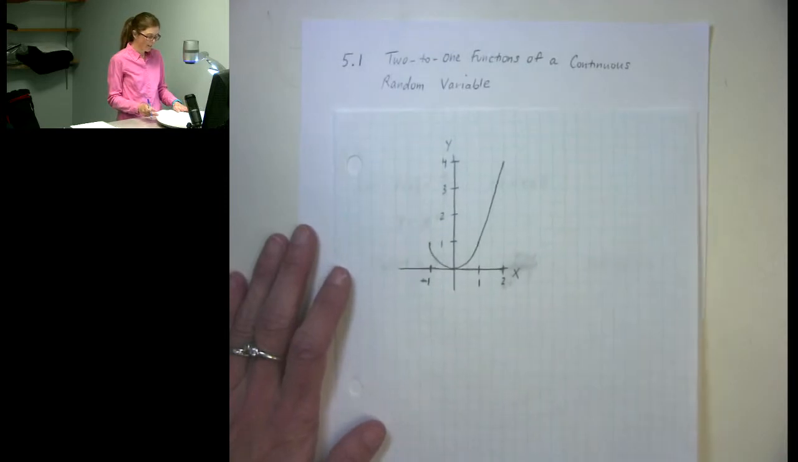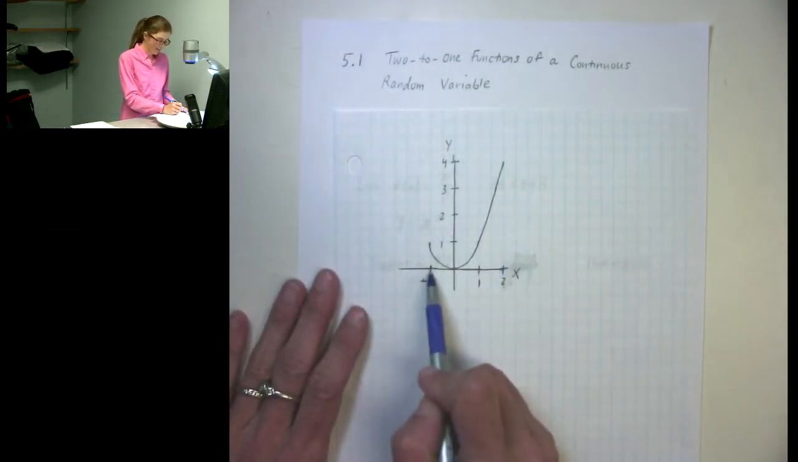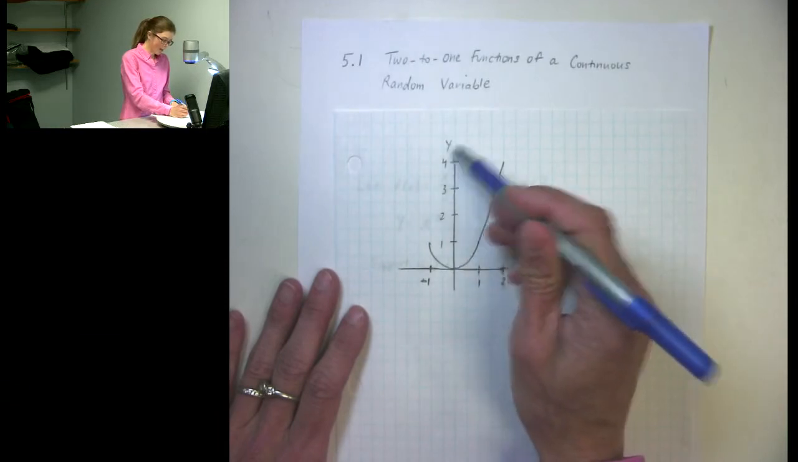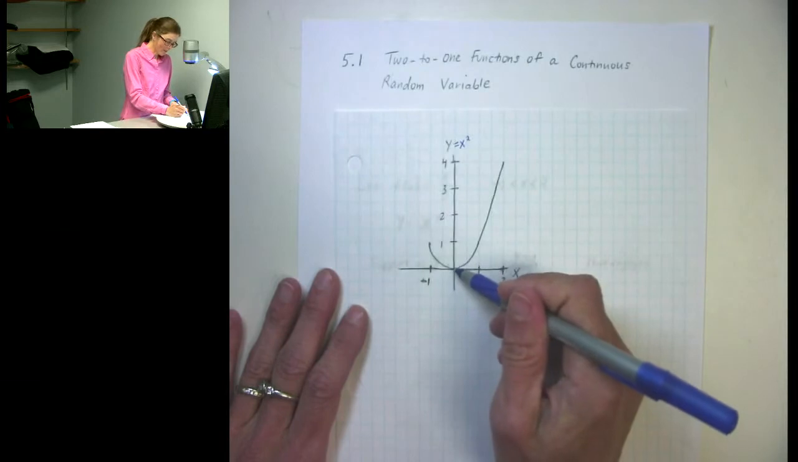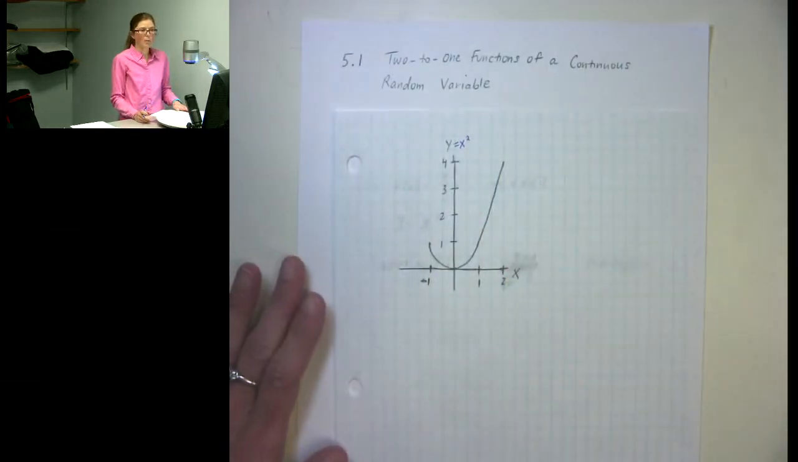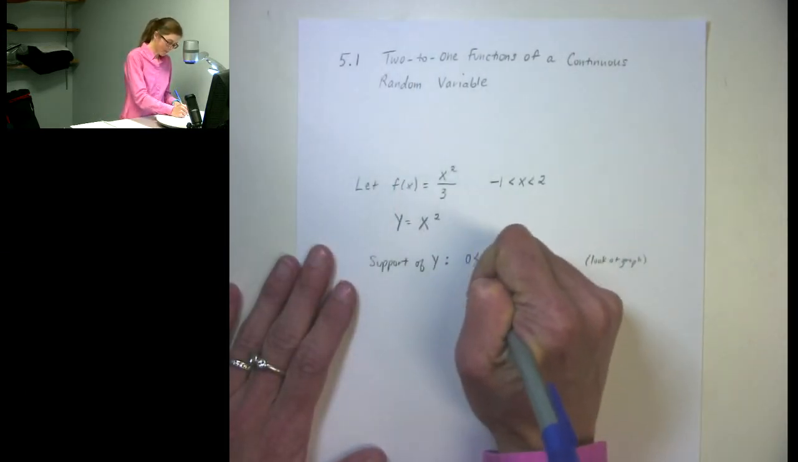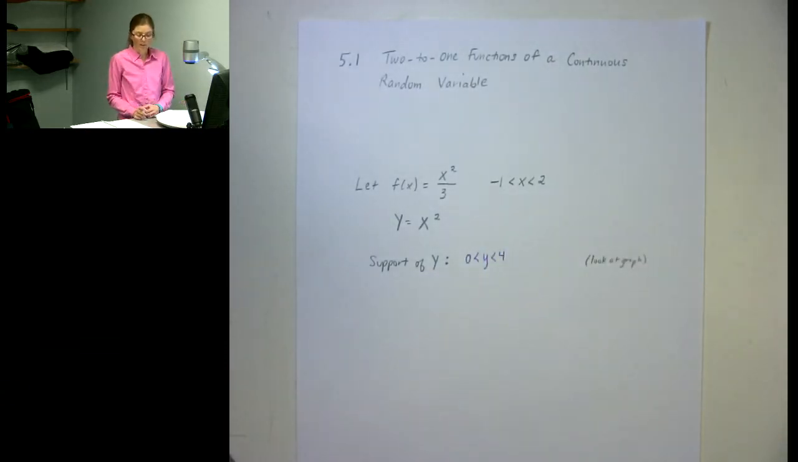The easiest way to do this is to graph y as a function of x over the support. So I've done that here. I've got x going from -1 up to 2, and I've got x squared, which is my y. And I can see that the values that y takes on range from 0 up to 4. So that's going to be my support for y: 0 is less than y is less than 4. Okay, so there's my support.